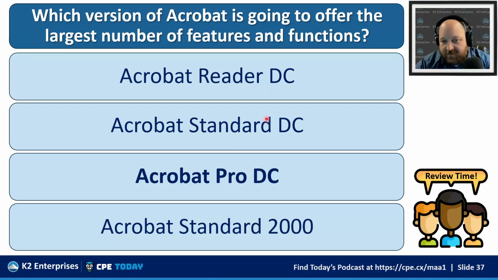Standard will get you most of the features and functions in it, but it's going to lack the ability to compare files. It's also going to lack some of the redaction capabilities and some of the standardization capabilities. The Adobe Standard 2000, and sorry, that should actually say 2020. Well, I guess they did have an Adobe Standard 2000 as well. That feature is going to lack all of the DC capabilities, so the document cloud. It's just going to do whatever it did in 2020, and that's it. So the most correct answer here is Adobe Acrobat Pro DC. Because it's going to contain all of the features and functions available in Acrobat, plus all of the cloud features from the document cloud from Adobe.